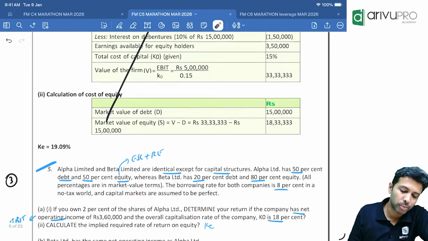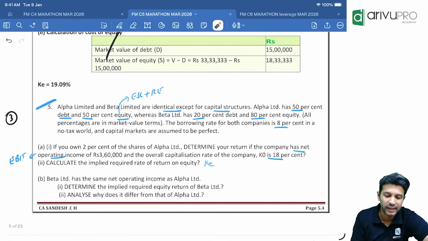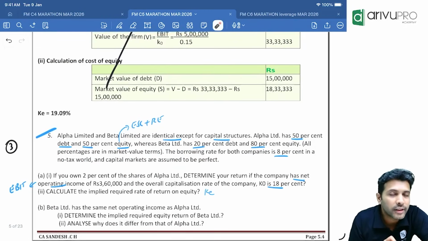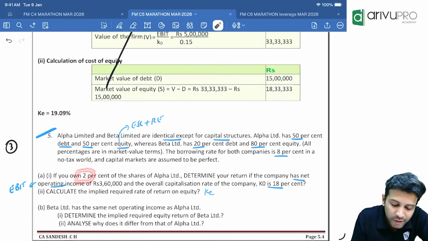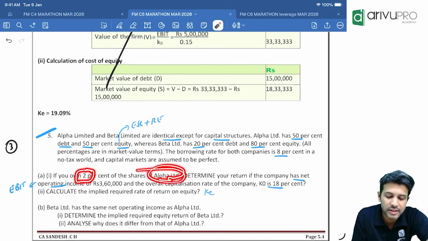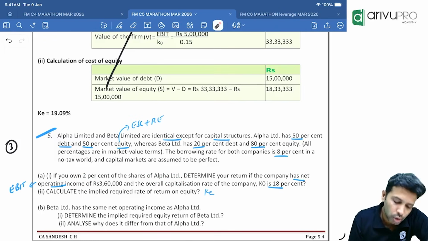Capital markets are assumed to be perfect, meaning information is freely available. Now, the requirement to you as an investor: if you own 2% shares in Alpha, if a particular investor owns how much shares? 2%. Sir, when they say shares, it is always equity shares. Of which company? Alpha. Determine your return if the company has a net operating income.